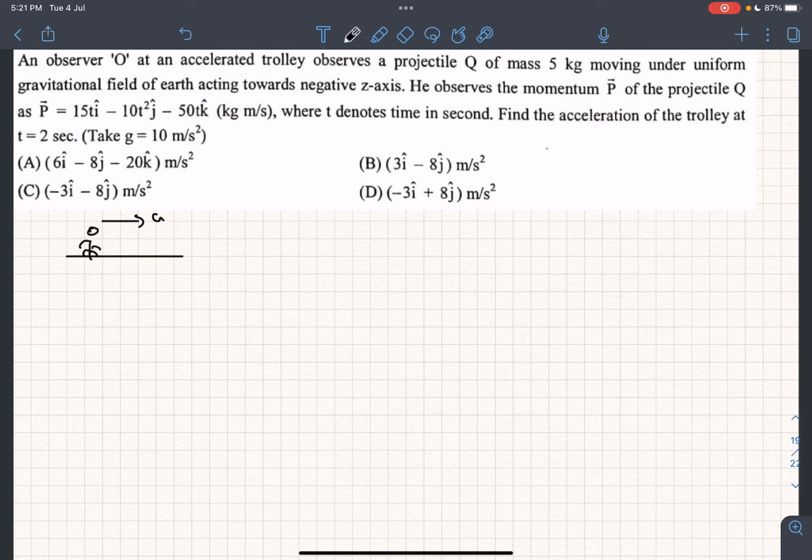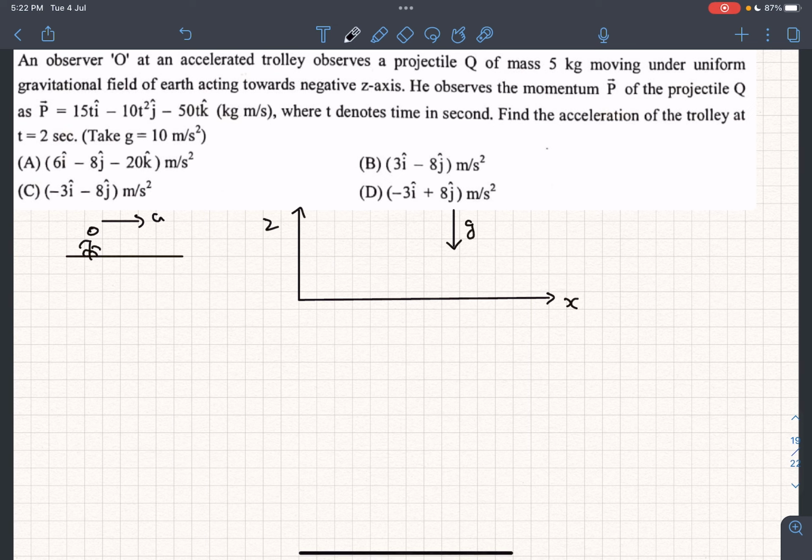And he is observing a projectile Q of mass 5 kg moving under the uniform gravitational field of Earth, acting towards the negative z-axis. If I take this to be the x-axis, and let's say this is the z-axis, so in this particular coordinate axis, the gravity will act downwards.